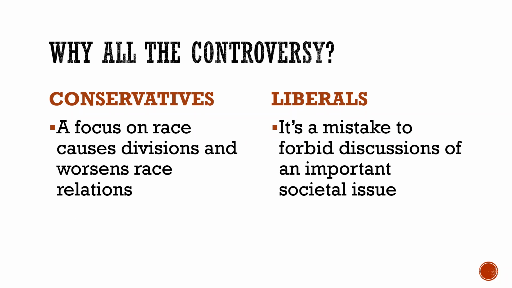So it's not really about creating more divisions between us. It's actually, how do we solve, right? How do we understand these issues and how do we rectify them? How do we solve them? So on the conservative side, they're saying, don't talk about race. It makes things worse, right? Whereas on the liberal side, again, it sort of loosely falls along these lines. Liberals tend to say, well, it's a mistake to forbid discussions of important societal issues. Our children need to learn about these issues.